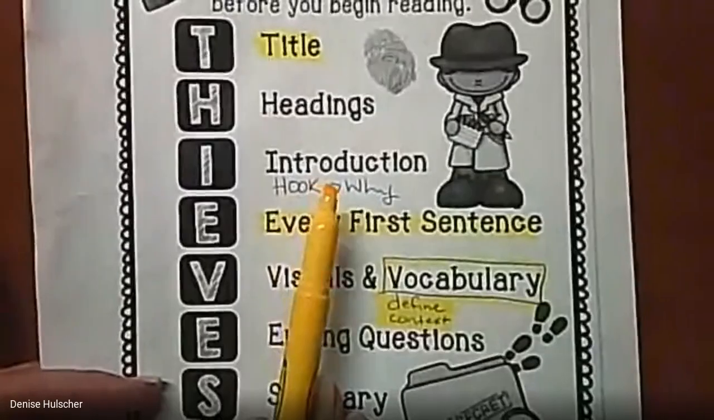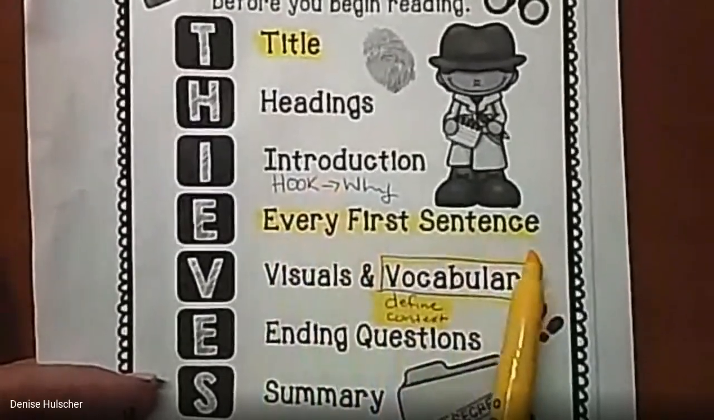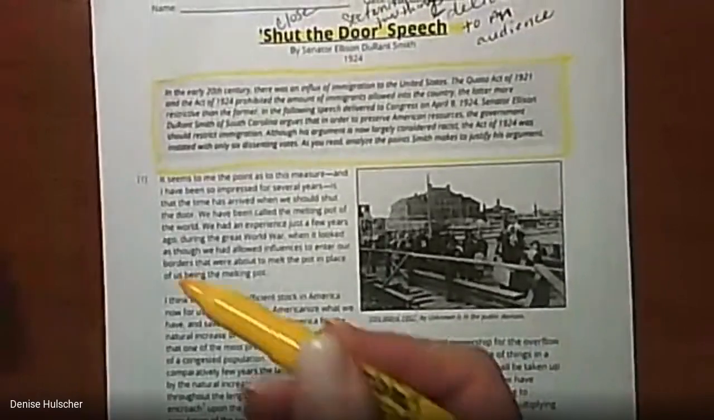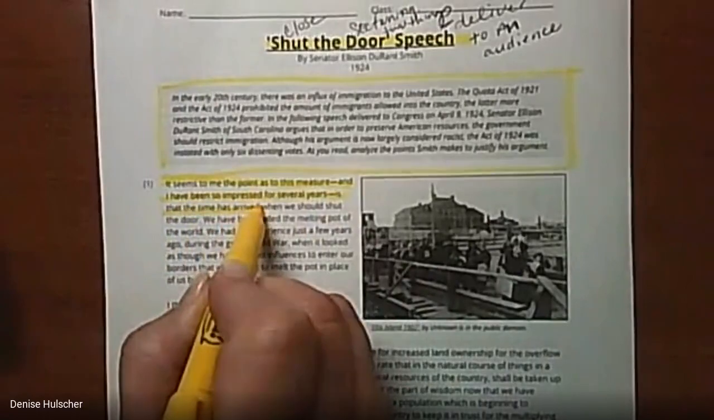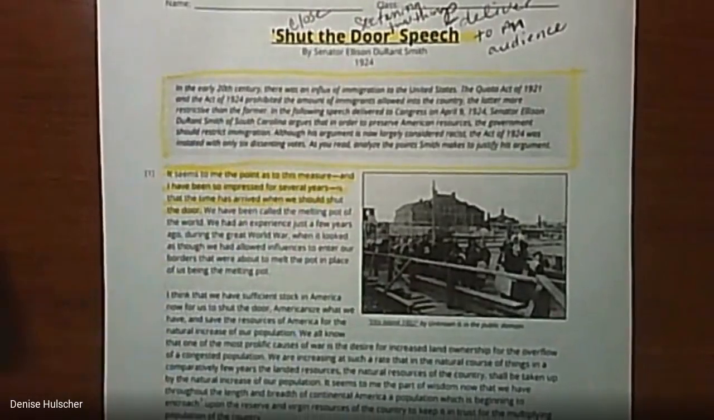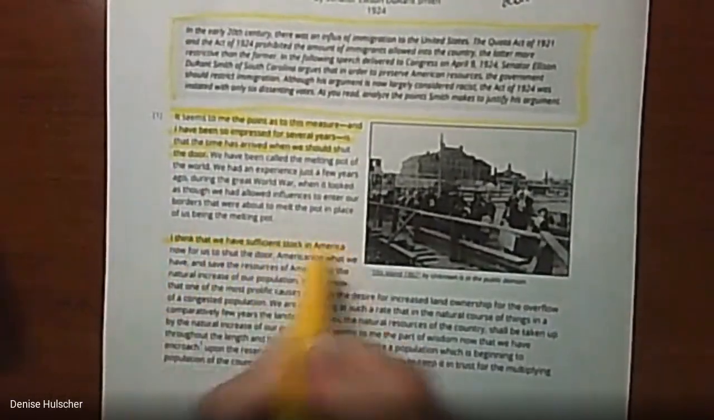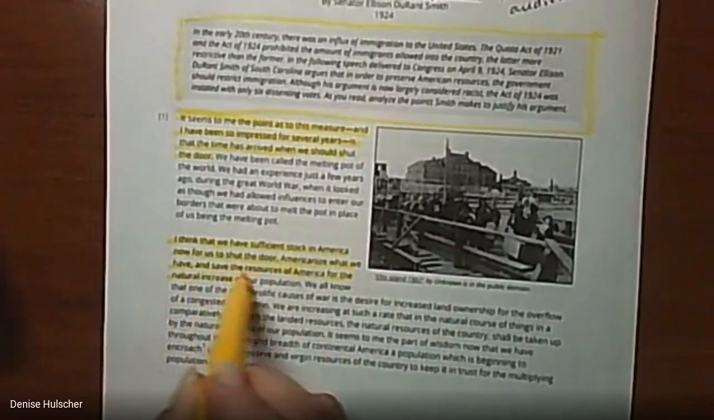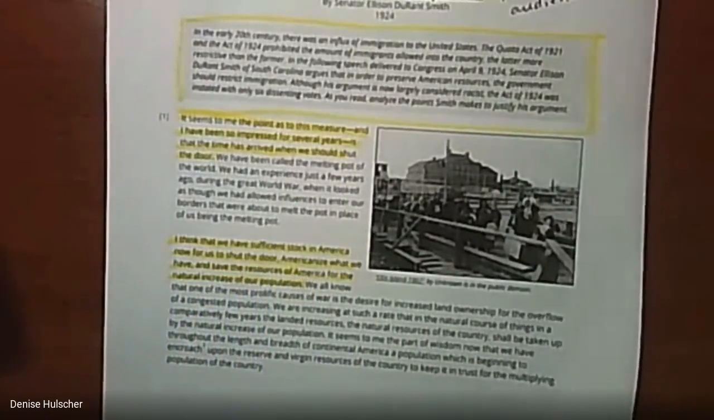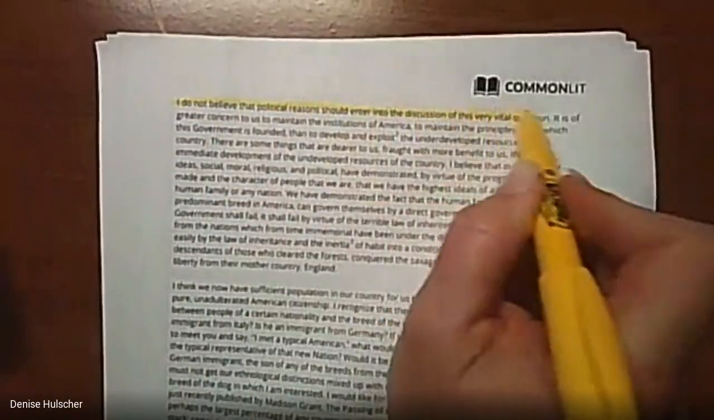Let's go back. So we have the introduction. We're going to highlight every first sentence. So let's do that. Okay, I've highlighted that first one. I'm going to go down to the second paragraph, and I'm going to highlight there as well. And then I'm going to go ahead and move on to the top of the next one. And then I'm going to move down.